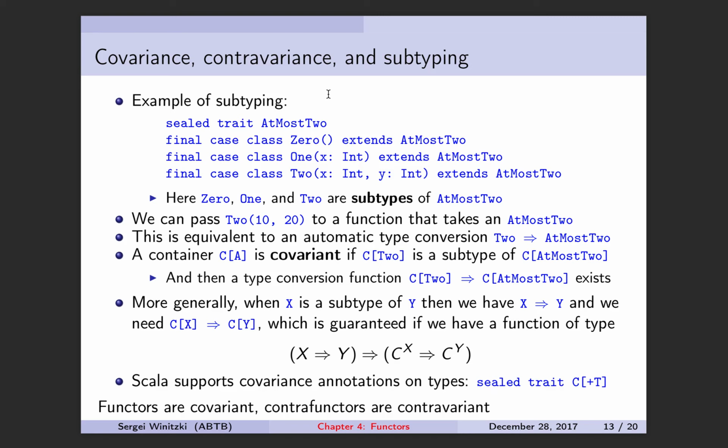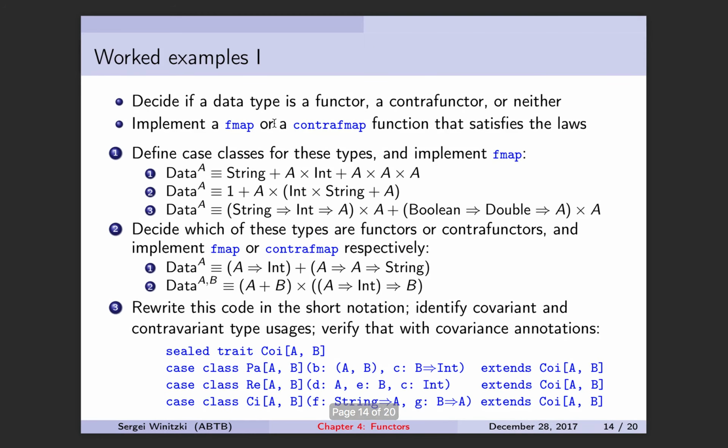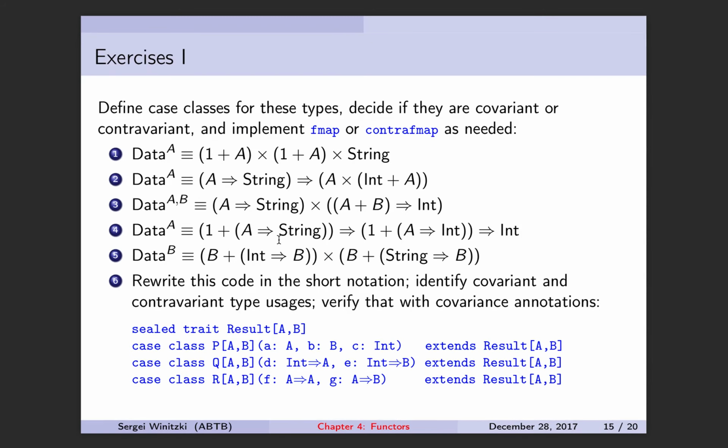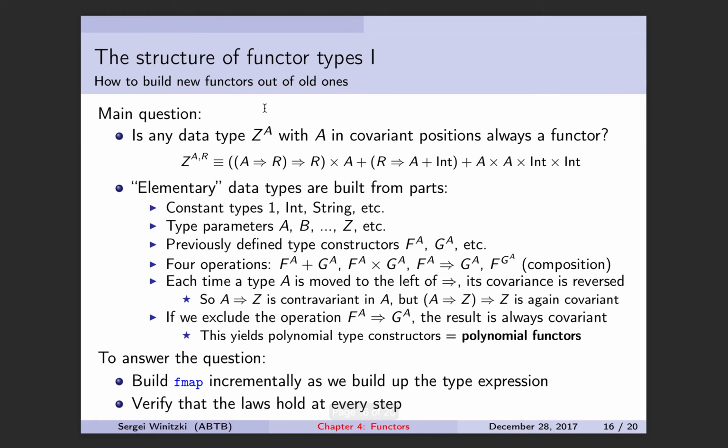In fact, there is a very direct connection. Covariant types are functors and contravariant are contrafunctors. And I explain why that is so. In these worked examples, I show different type constructors, which are functors or contrafunctors, and I show in detail how to implement the map or contramap function for them. And I give exercises that are similar to those worked examples.